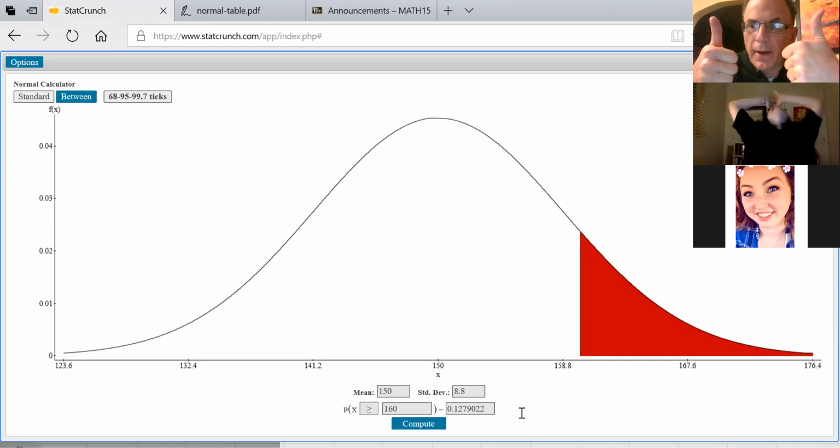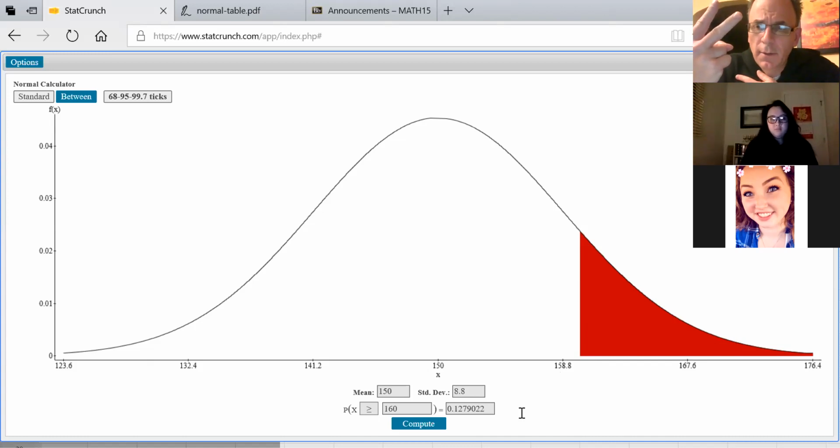So again, when we're finding the area underneath a normal distribution, the two most important things are making sure you know your parameters. What is your mean? What is your standard deviation? And the second thing is, which area are we finding? Are we finding the area to the left of a value, or are we finding the area to the right of a value? Or again, we can always find area between values as well. Okay?